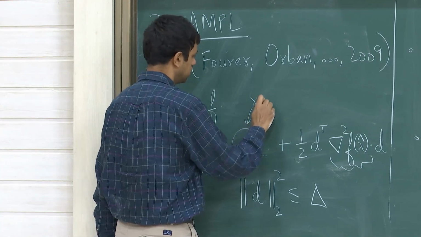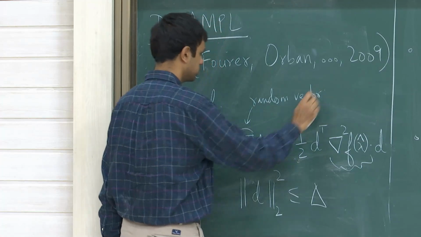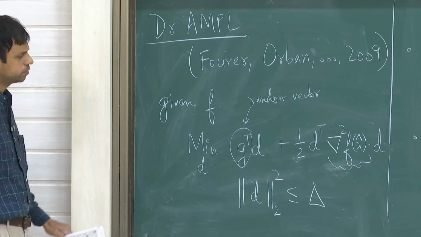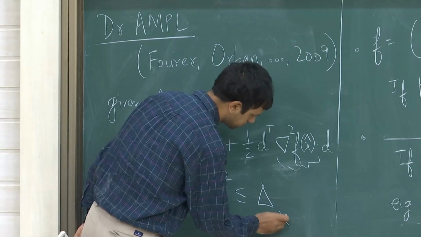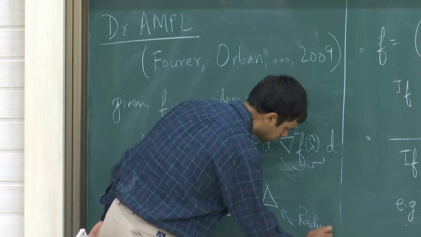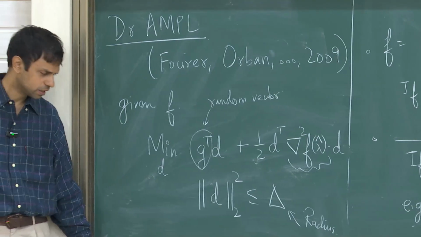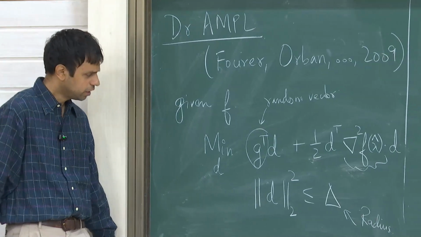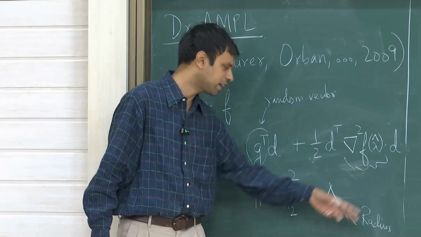Okay, that you can choose. And this is your radius, which again you can choose, some small positive number. You can try this for many different x hats and try to solve this problem.